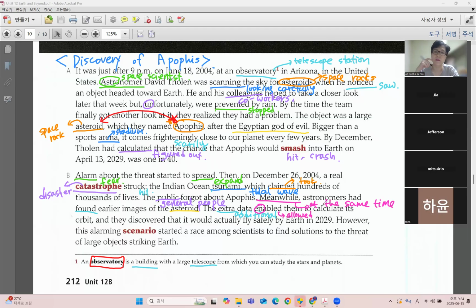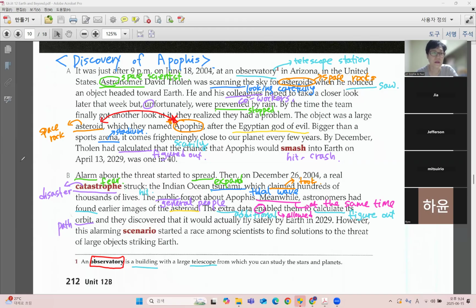Help them, let them. Let them calculate its orbit. What is calculate? To figure out. You find it and then you figure out its orbit. What is the orbit? You've learned it a lot. That is the path.